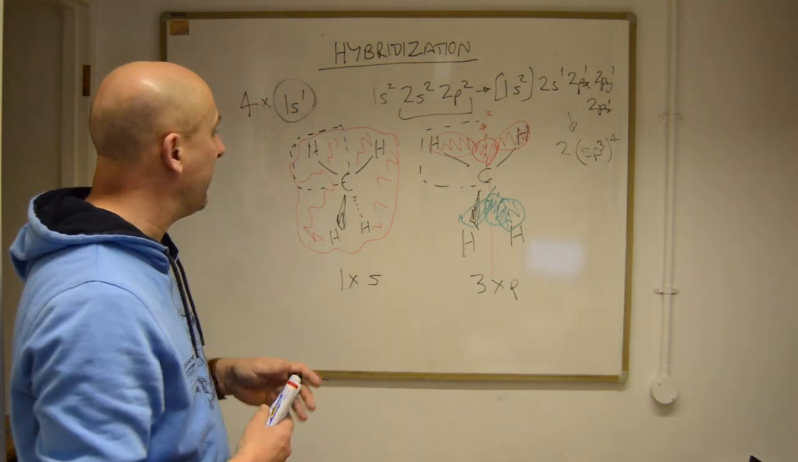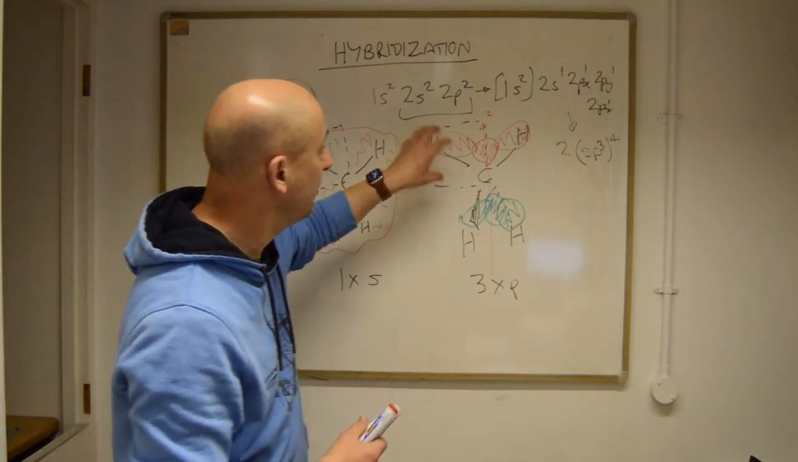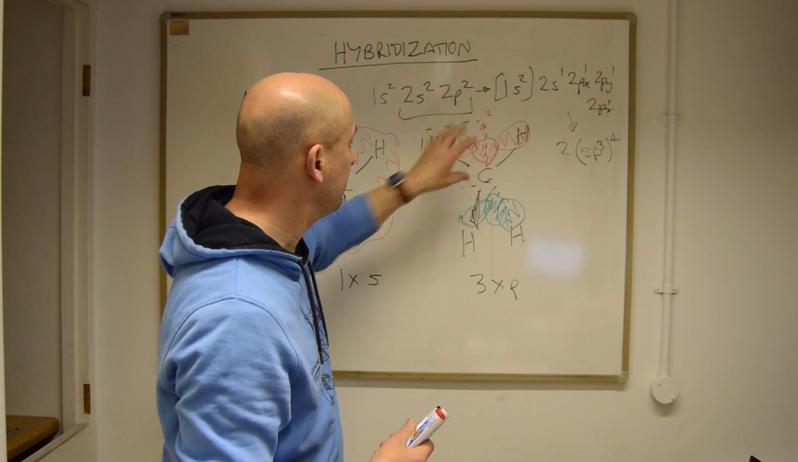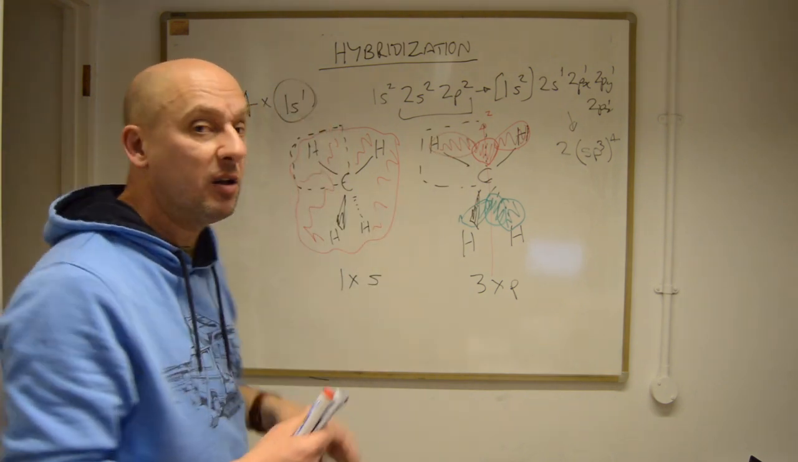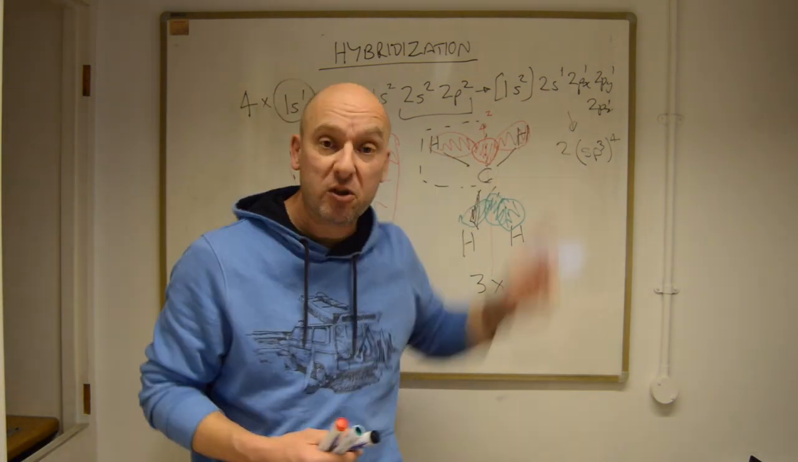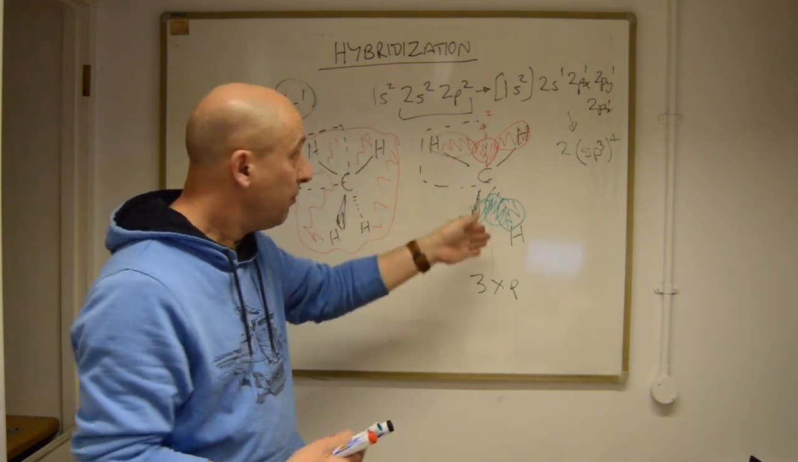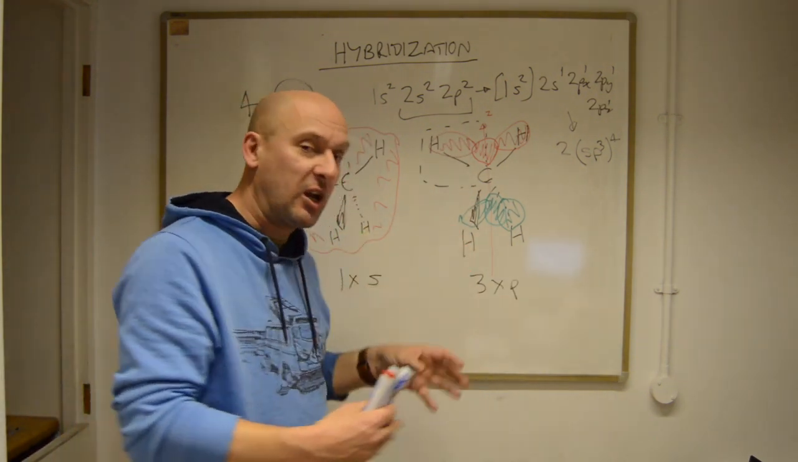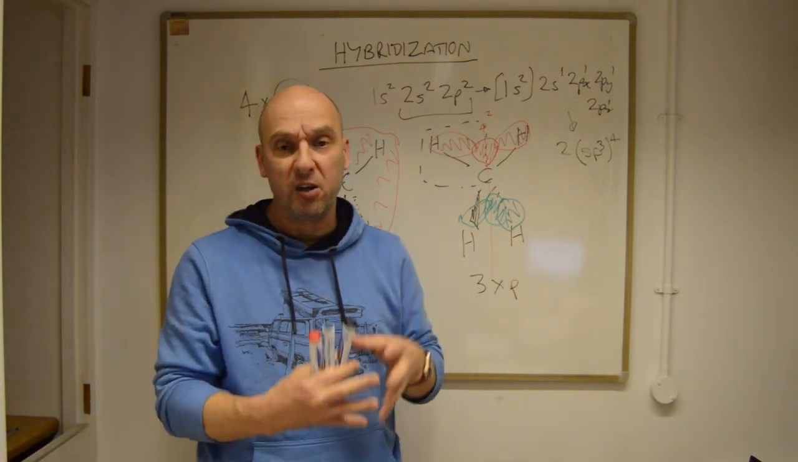But all we're really doing is we're taking, let's call it a quarter of this orbital, a quarter of this orbital, and a quarter of the other two p orbital molecular orbitals. We're chopping those out and we're combining them.